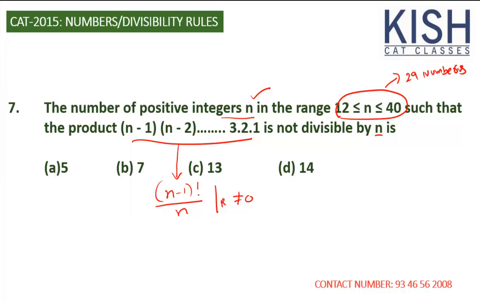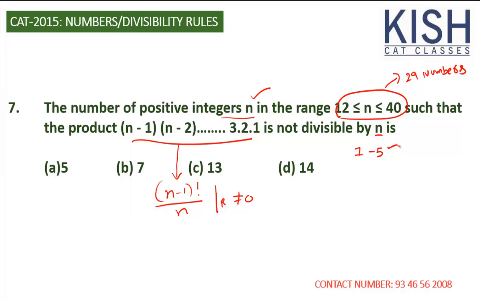How can you approach this question is, look at this n minus 1 factorial by n. N could be any number. Instead of looking at 29 numbers, it would be better if you consider a duplicate one actually here. So let's take 1 to 5. What happens if it's 1 to 5? N cannot be 1.